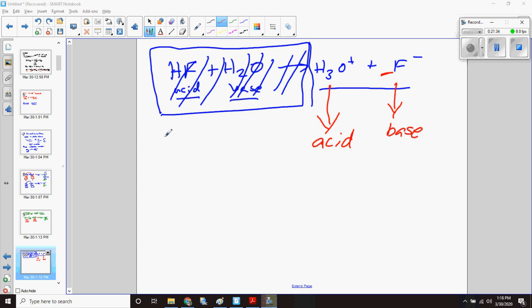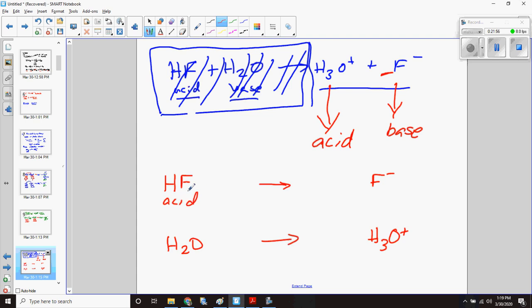The HF starts off as my acid. When the HF is ionized and the hydrogen comes off of it, the HF donates a proton. Let me rewrite this a little bit differently. HF starts out acting like my acid. But after it's donated the proton, it forms F minus. And F minus, as we said, looks like it could be a base.